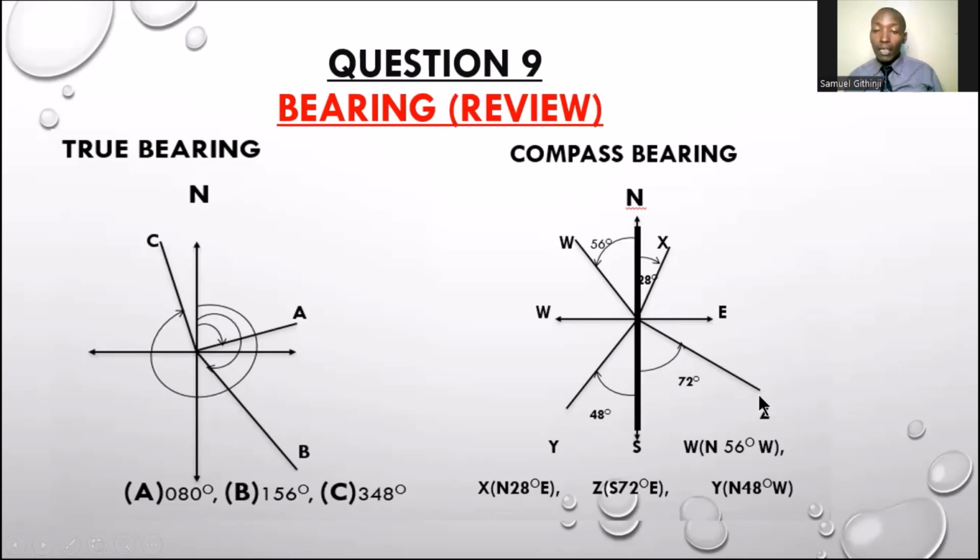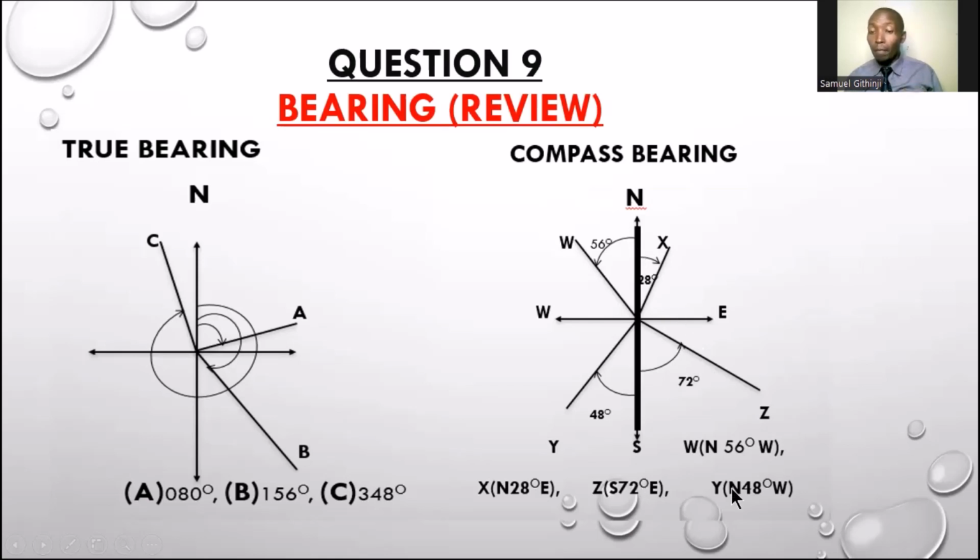Consider point Z, that is to the south. You can consider this one. This point is to the south, and it is 72 degrees to the east. You can see that. And remember, you can now try to convert even the compass bearing to true bearing. If I'm talking about true bearing, it will be this angle here, 180 minus 72.